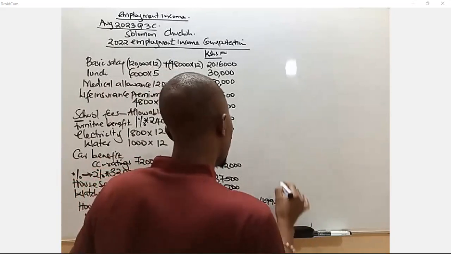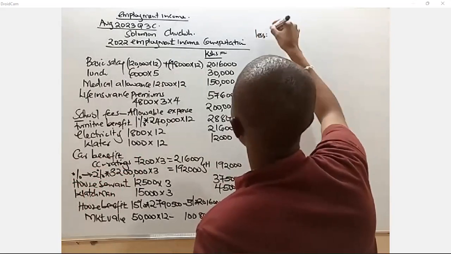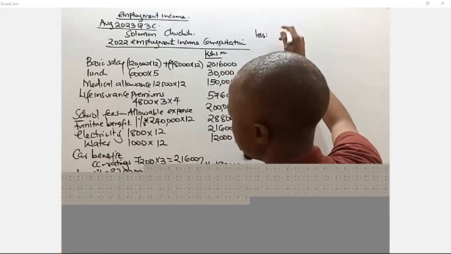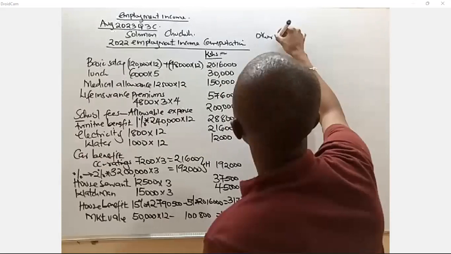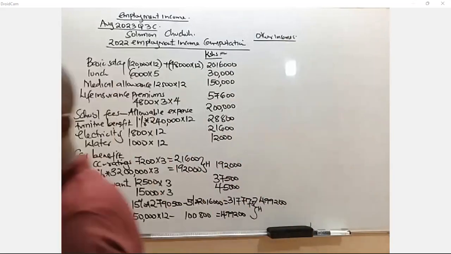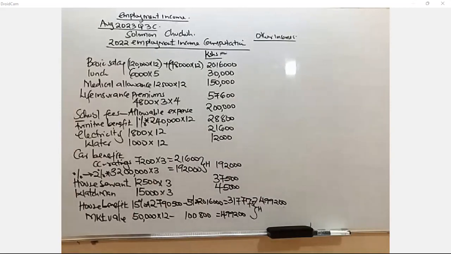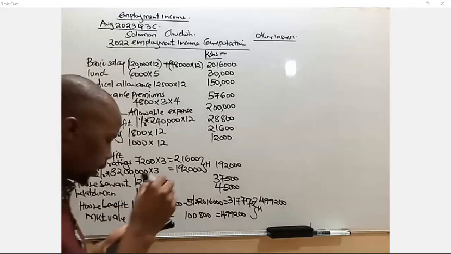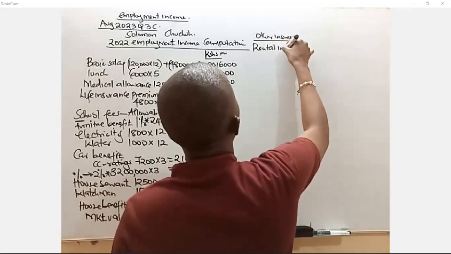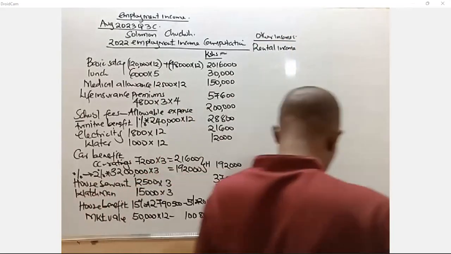Then, less the contribution. What are we lessing here? Can we do other incomes? How much are the other incomes? Here I see we have two items. We have rental income. How much is the rental income? It is 2.4 million. He has invested in real estate. Our rental income is 2.4 million, yes?